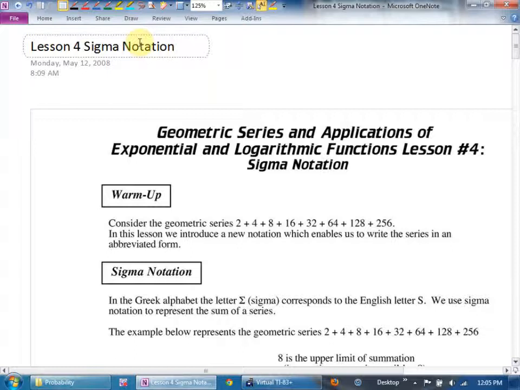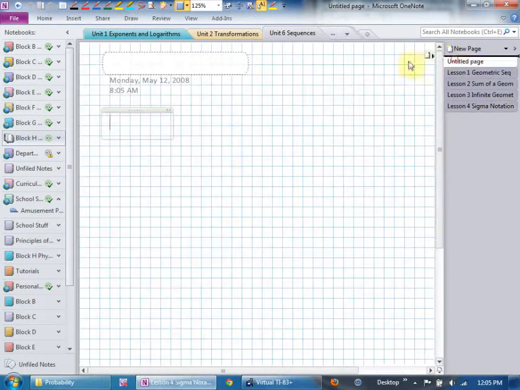It's called sigma notation. And this is a shorthand shortcut for a lot of information. Put your pencils down and look up. Supposing I wanted you to do this.